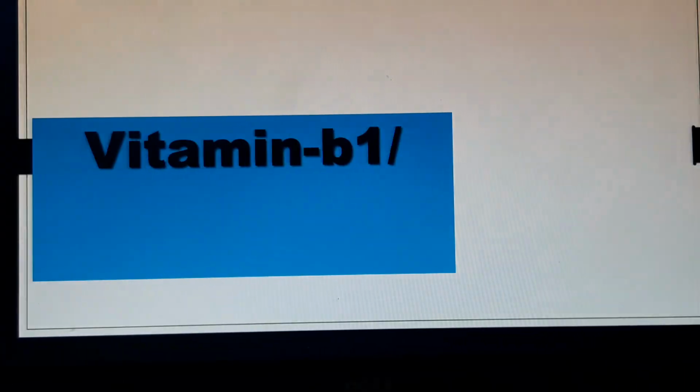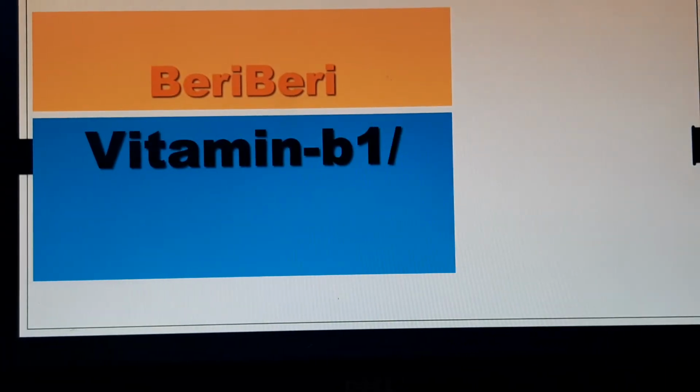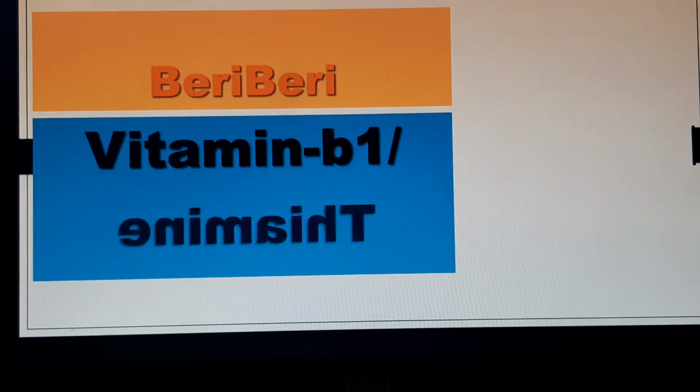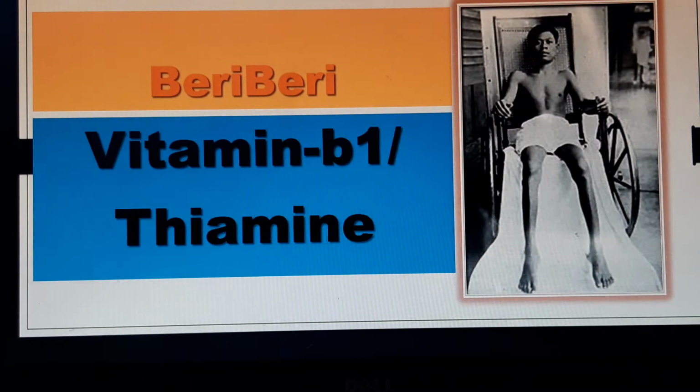Now another deficiency disorder is beriberi. Beriberi is caused due to lack of vitamin B1, or thiamine, in our diet. Beriberi can be wet beriberi or dry beriberi. Whereas wet beriberi affects the heart and circulatory system, dry beriberi damages the nerves and includes weak muscles or muscle paralysis. So in this picture you can see a thiamine deficient patient. Now moving on.